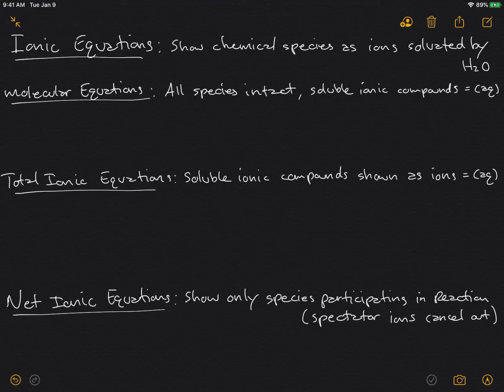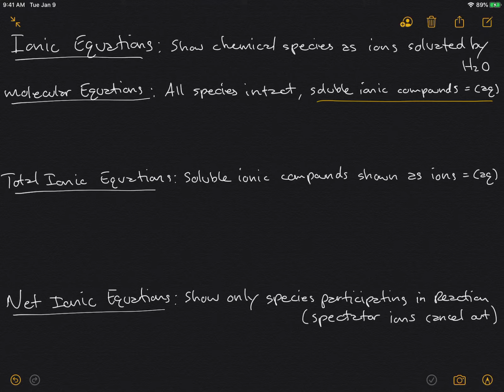The first is the molecular equation, where all species are still intact. We show the whole compound for the ionic compound, and we don't break them into ions yet. And soluble ionic compounds get the phase indicator aqueous. So we need to look at the solubility rules to be able to tell which species are soluble and which are going to be solids, or the precipitates.